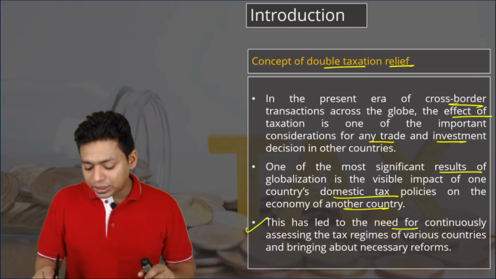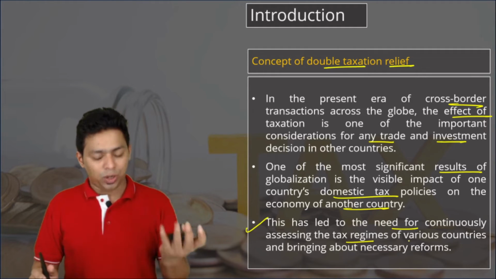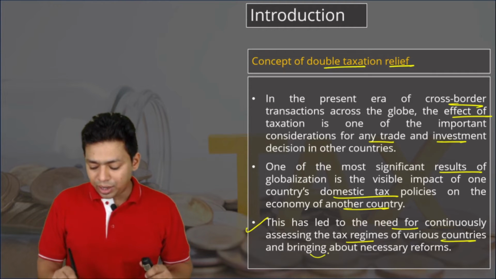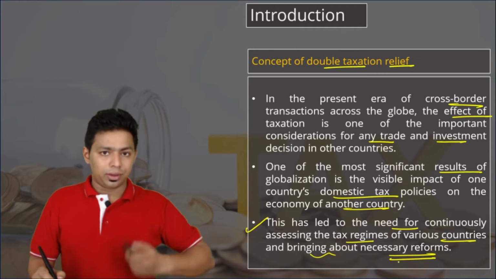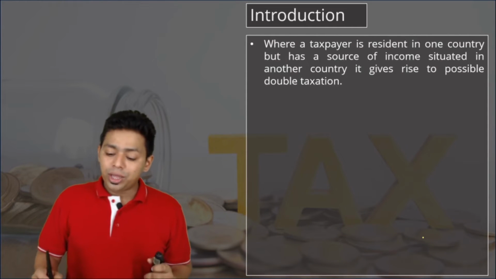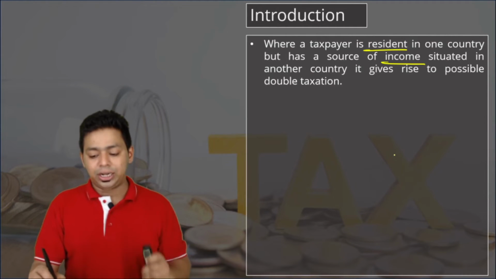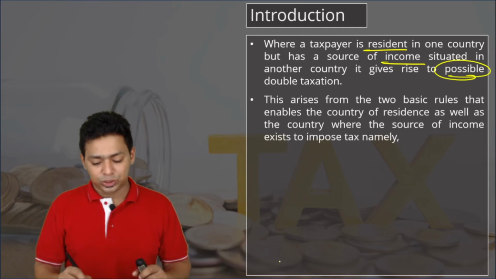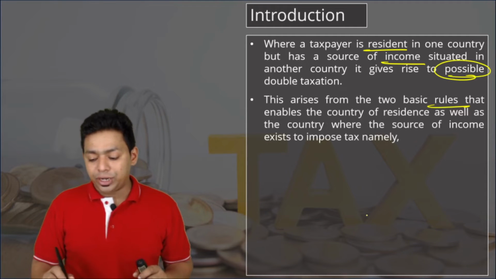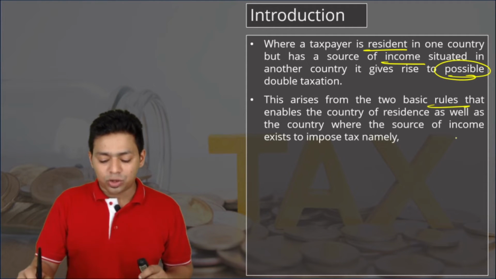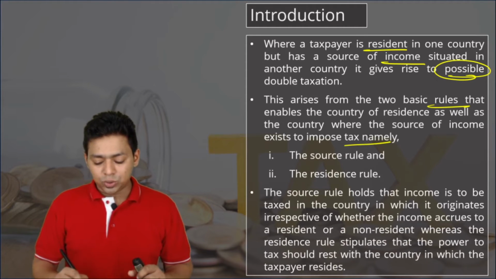This has led to the need of continuously assessing the tax regimes. Tax regimes means taxation laws of the various countries, and bringing about necessary reforms. DTAA is one of the reforms proposed by the global tax forums. Where the taxpayer is a resident in one country but has a source of income situated in another country, it gives rise to possible double taxation. This is in the form of two basic rules that enable the country of residence as well as the country where the source of income exists to impose the tax, namely the residence rule of tax and the source rule of tax.